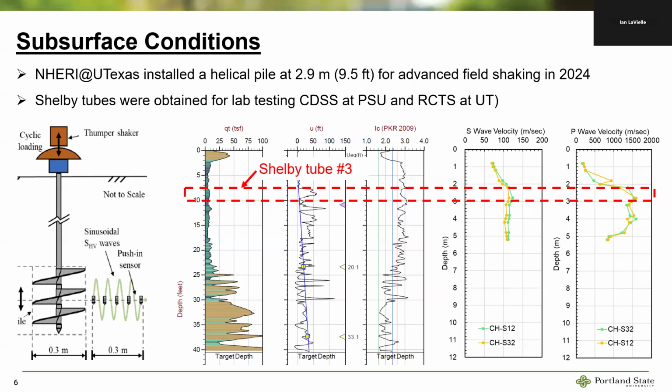Shear velocity, again measured by the University of Texas, is somewhere around 120 meters per second. Someone already explained the rationale for picking that depth, which was right below where VPs are high enough, indicating full saturation. So these are the soils that we're comparing. We have the data from the helical pile test, and we have data from the tests we did on that Shelby tube that you see over there.